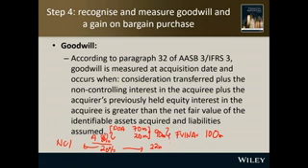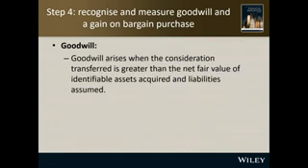So the total here is 102 million. The fair value of identifiable net assets is 100 million. So you compare this figure with this, and you find that the consideration transferred is greater than the fair value of identifiable net assets. So in that case, your goodwill is equal to 2 million. Yes, the goodwill is 2 million.